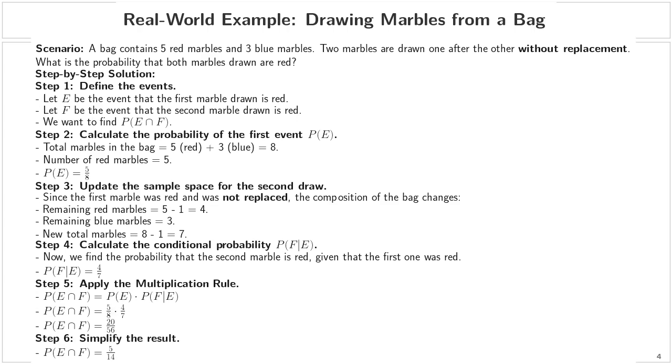Step 6. Finally, we simplify our result to reach the final answer. The fraction 20/56 can be simplified by dividing both the numerator and the denominator by 4, giving us a final probability of 5/14. As we move to the next slide, keep this process in mind, as we will discuss some common pitfalls where students often forget to update these values correctly.